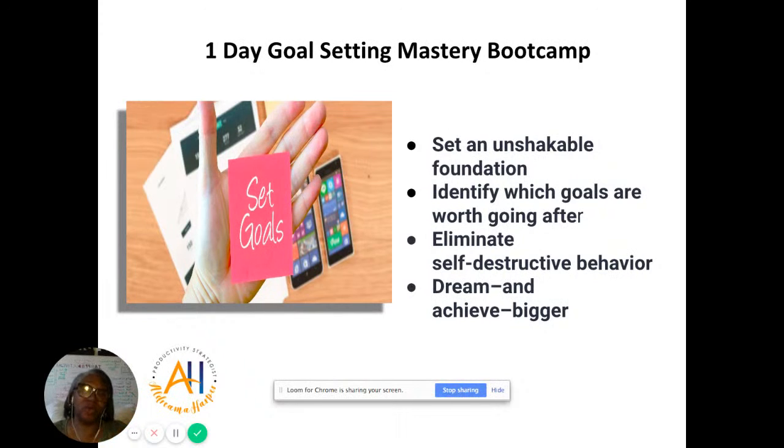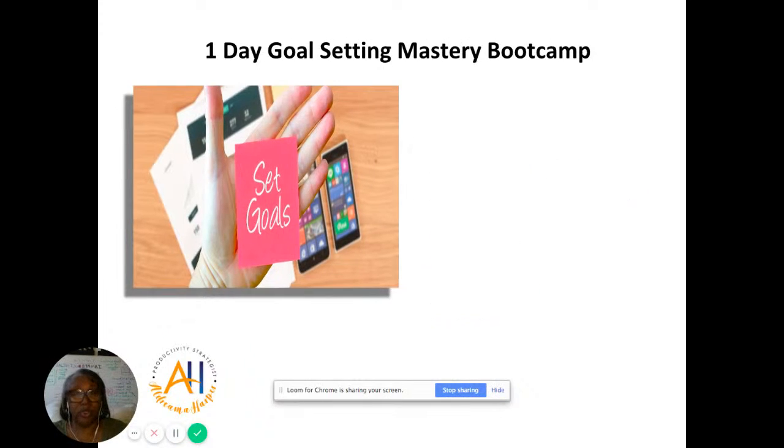Maybe you went to a goal or vision setting, goal setting type of event at the beginning of the year or prior year or what have you, and you're off track, or maybe you need a reset, right? And maybe you realize that it's time to dream and achieve bigger. So that's what you're going to accomplish in this goal setting mastery boot camp.